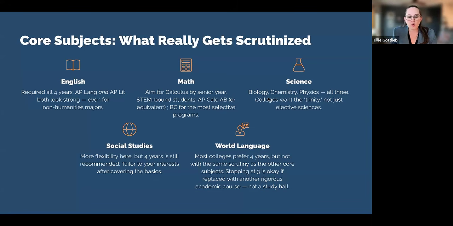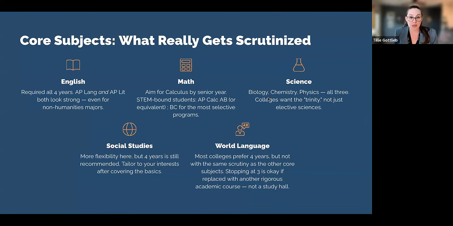And then world language. So most colleges really are going to prefer 4 years. If you're looking at the most selective, we strongly recommend it, but it's not looked at with the same scrutiny. So I don't want anybody in there. I had to tell my student, absolutely, just because you didn't take Latin for a 4th year does not mean you're not getting into college. So we don't speak in those absolutes. It's just not the way this works, fortunately.